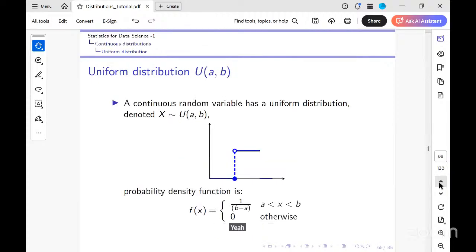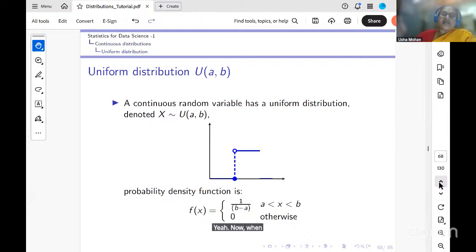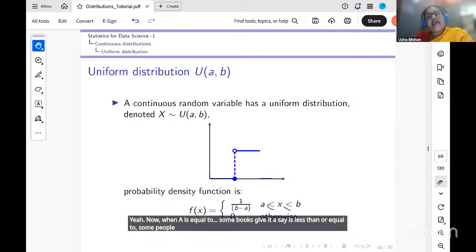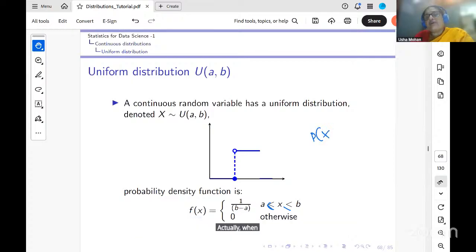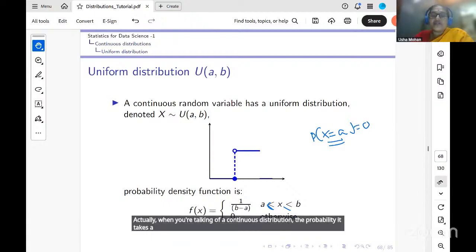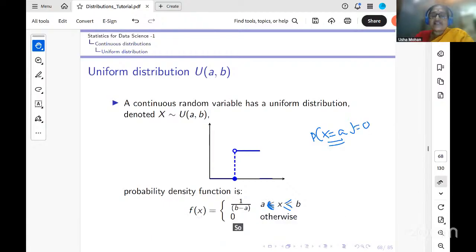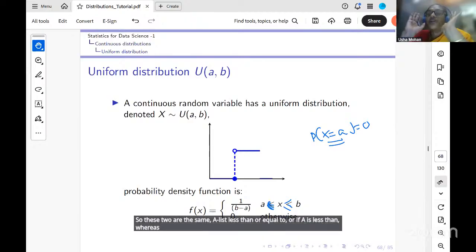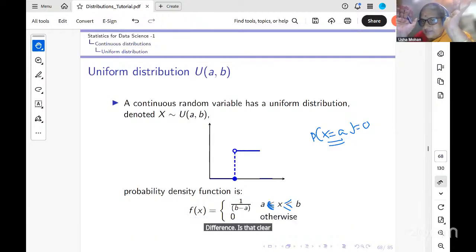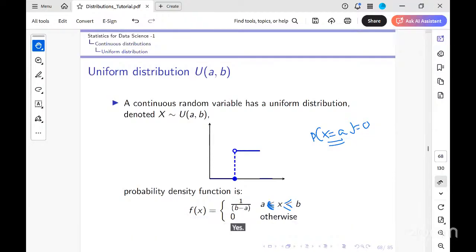Now, some books give it as A is less than or equal to, some people write it as A is less than. Actually, when you're talking of a continuous distribution, the probability it takes a particular value is assumed to be 0. So these two are the same, A is less than or equal to, or A is less than. Whereas in a discrete distribution, it makes a big difference. Is that clear again?